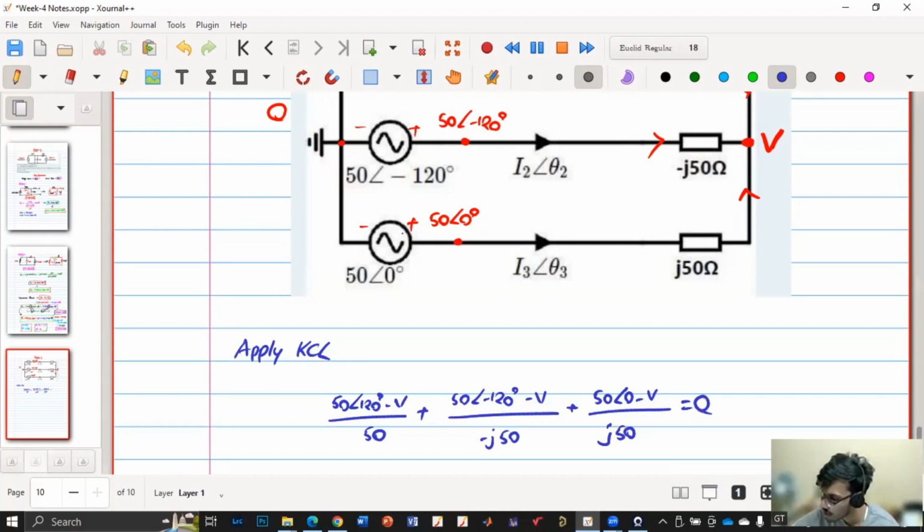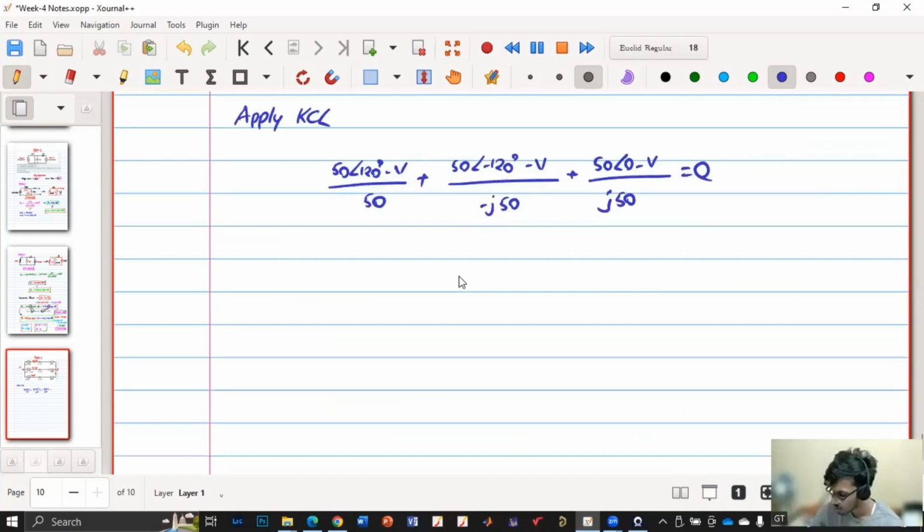Okay, now we have one equation, one unknown. I will not solve it here, but you just solve it later. As this video will be uploaded, you can come here and always check. It will be 36.6 angle minus 60 degrees volt. So this is my V.